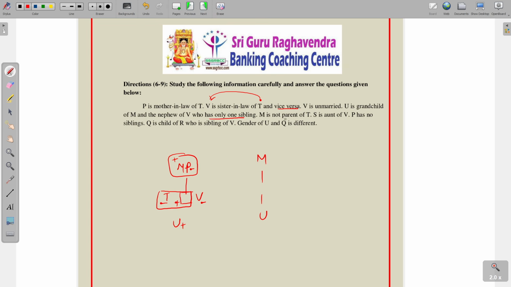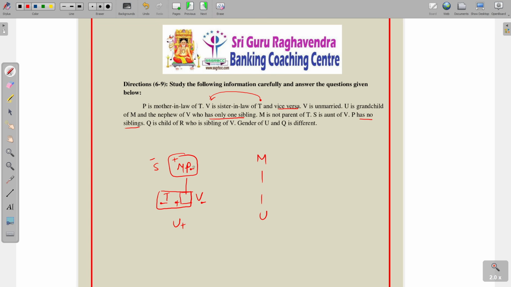And next, M is not the parent of T. So M is not the parent of T in the sense M is the parent of this person and V. Both M and P are parents of these two. Next, S is the aunt of V. So S is aunt of V means S is either the sister of M or P. P has no siblings. So P has no sibling in the sense only S is the sister of M.